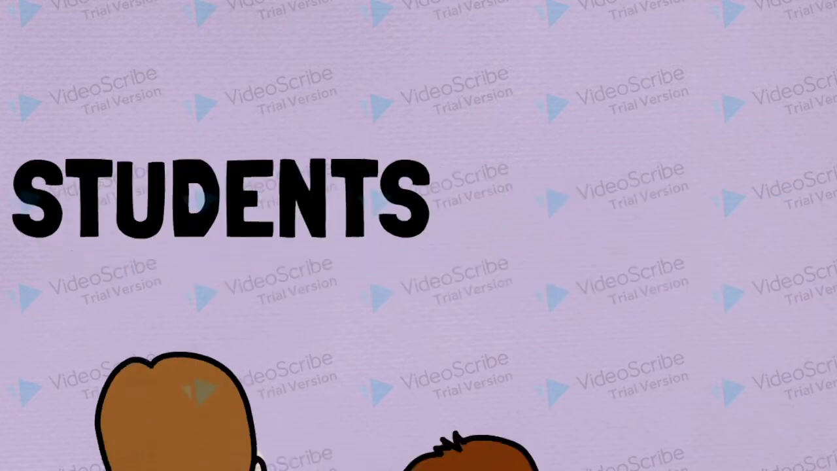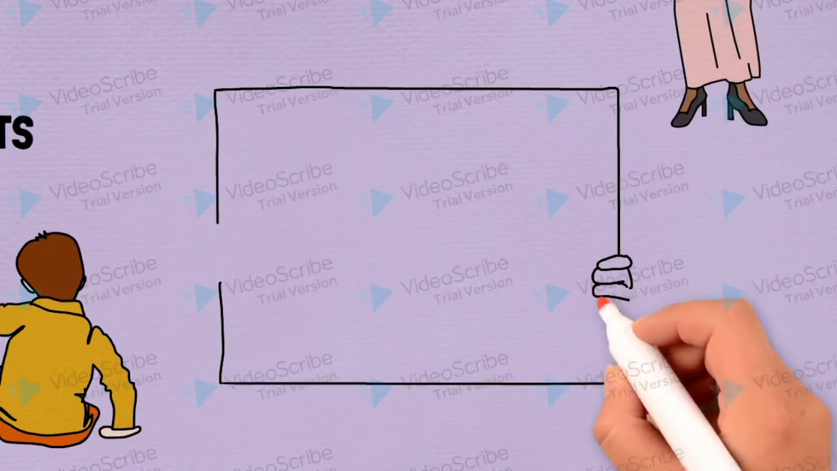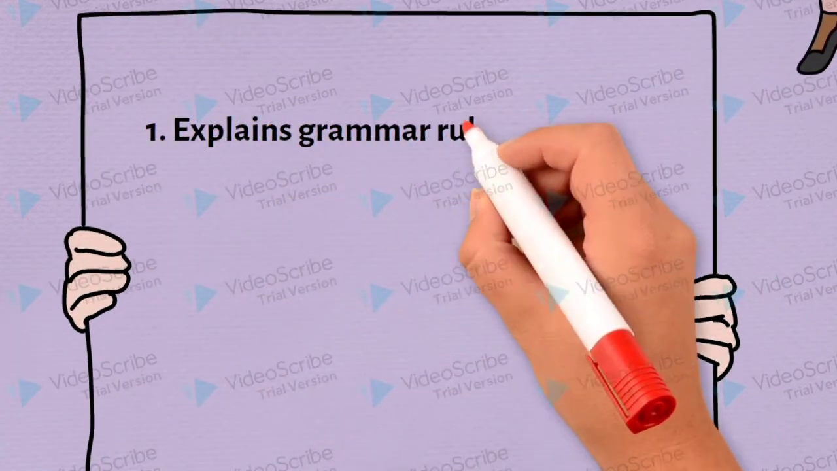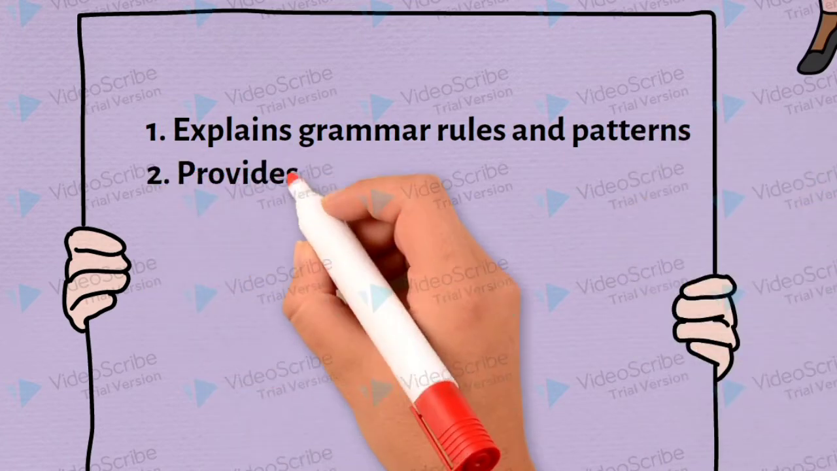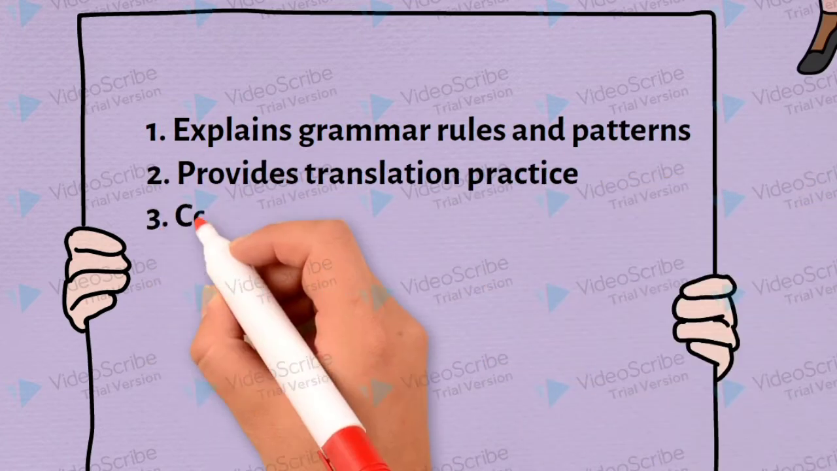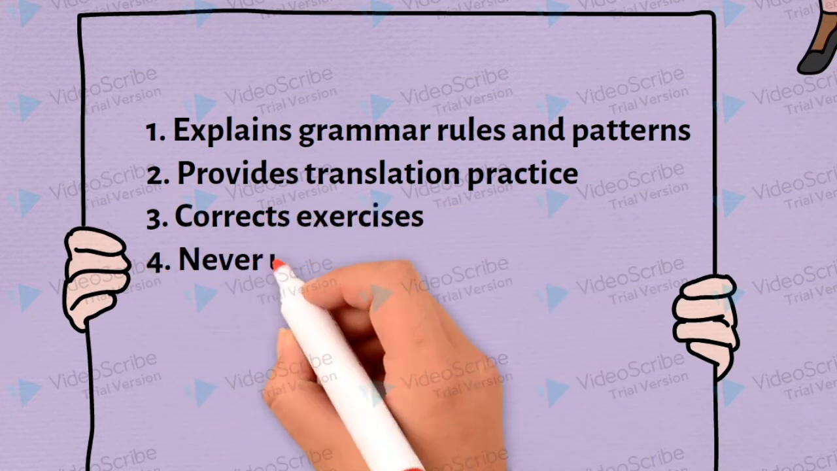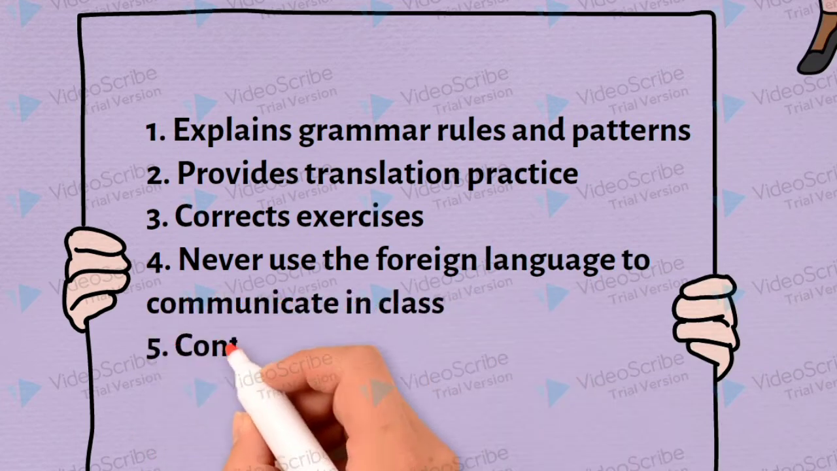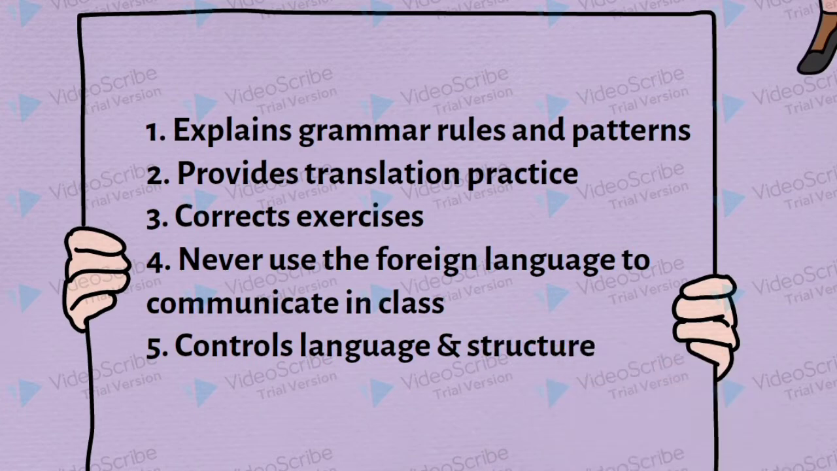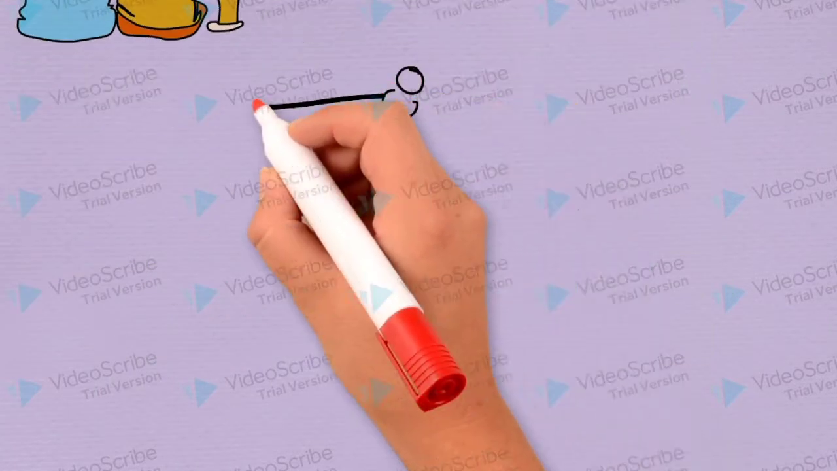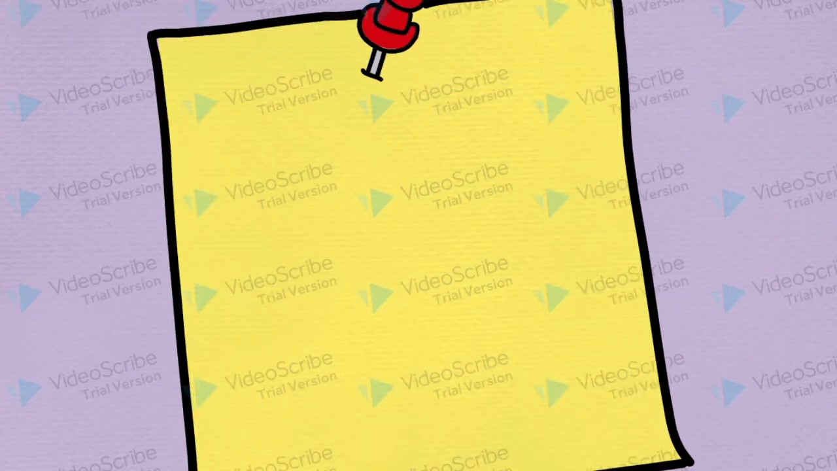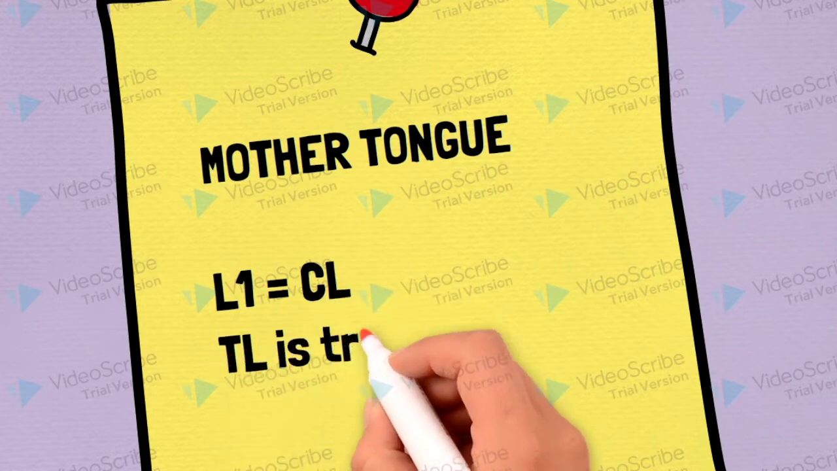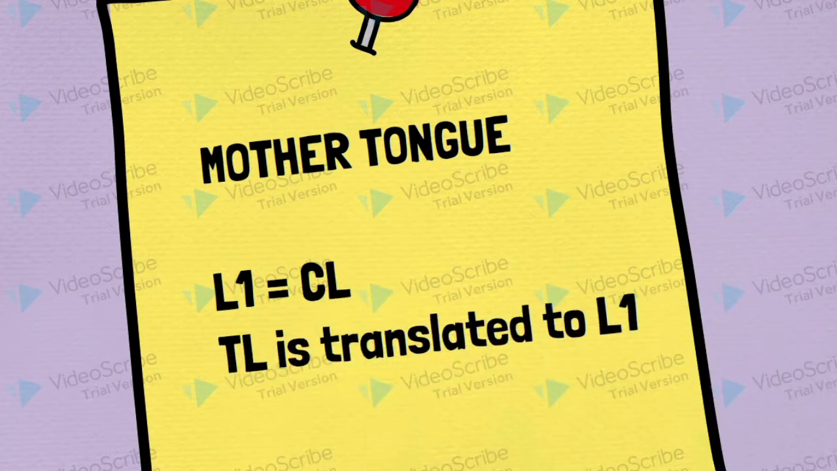And the student's role in grammar translation classroom is explain grammar rules and patterns, provides translation practice, corrects exercises, never use the foreign language to communicate in class, controls language and structure. In the class grammar translation, students doing grammar drills. Mother tongue. L1 equals CL, the L is translated to L1.